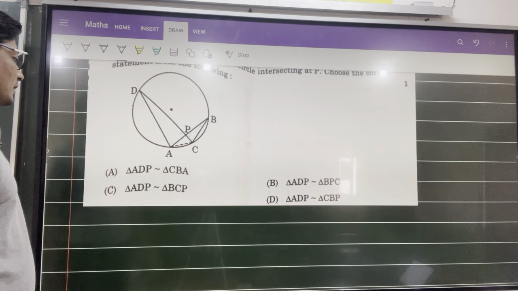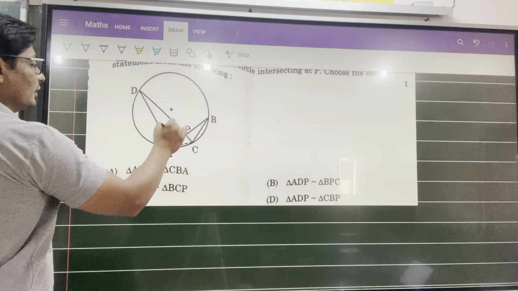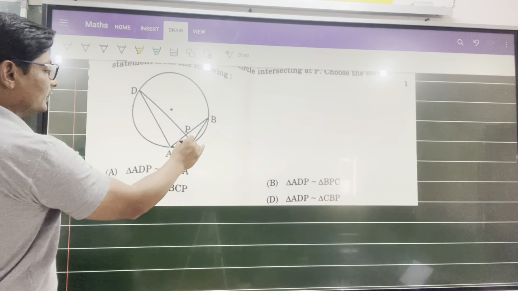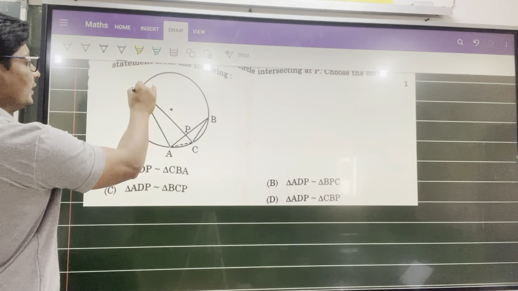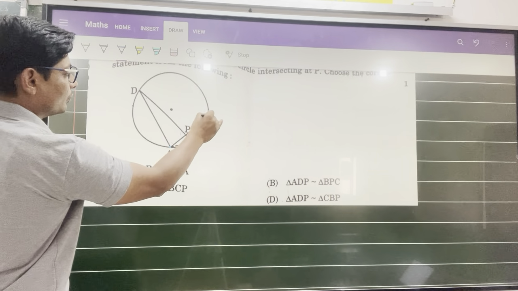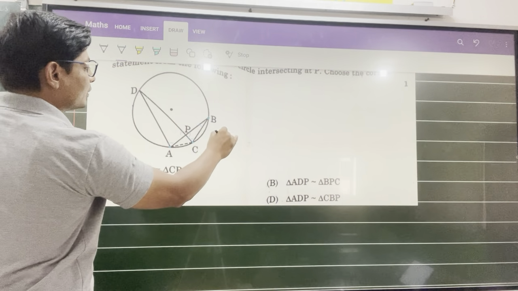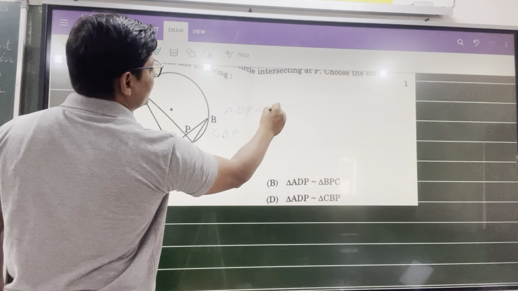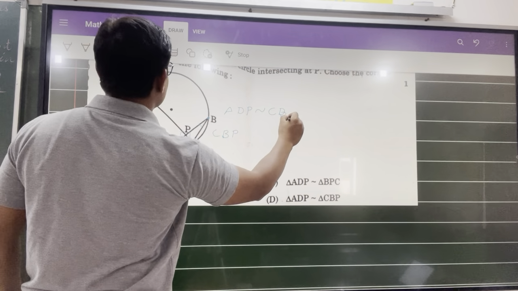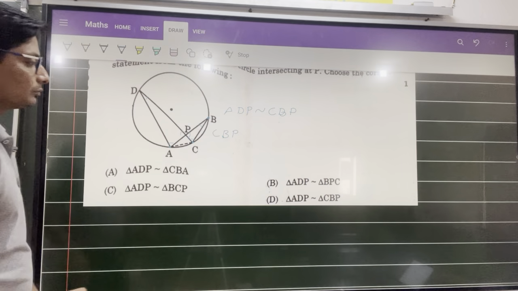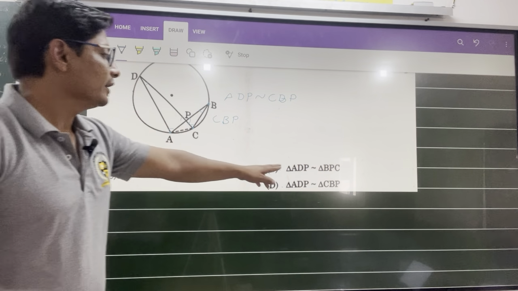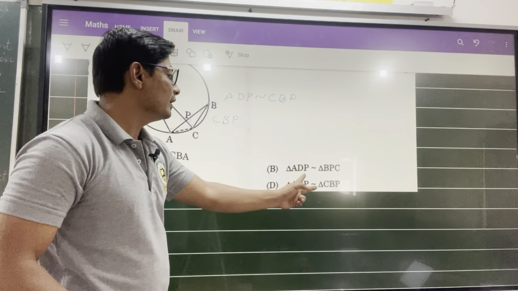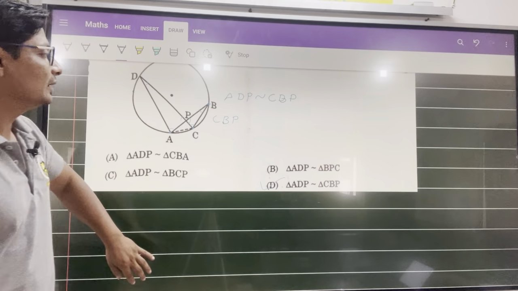Now we have to check in which order they are. So ADP, the correct order would be, if I am taking A here, then I have to take C, then B. So D here, therefore I have to go to B. So CBP. My order should be CBP. So ADP, CBP similar. Okay, so ADP CBA, ADP BPC, ADP BCP, ADP CBP. So ADP, CBP, that is option number 4 will be the correct option.